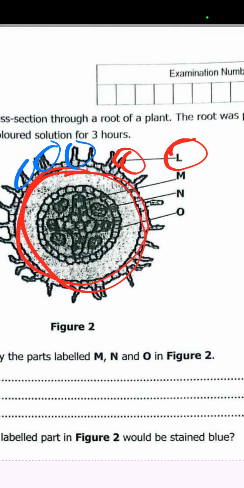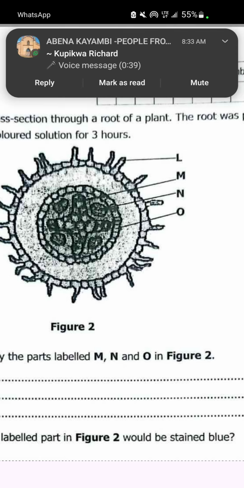They are called root hair cells because if you get a bigger root, you see that there will be small roots emerging from a bigger root. So now they are talking about the process through which the nitrate ions are going to enter the root hair cells, because L is called root hair cells. So now which process? Nitrate ions.